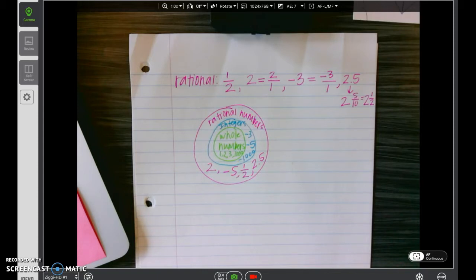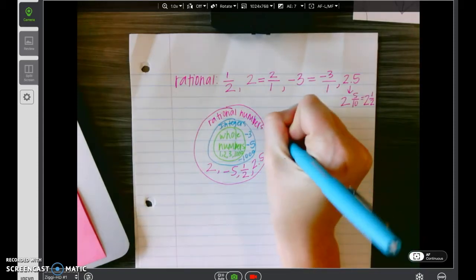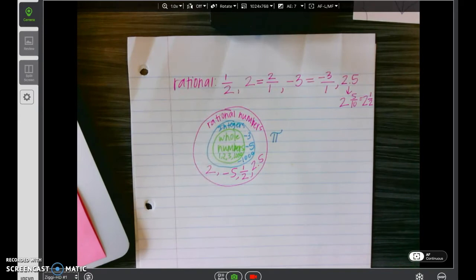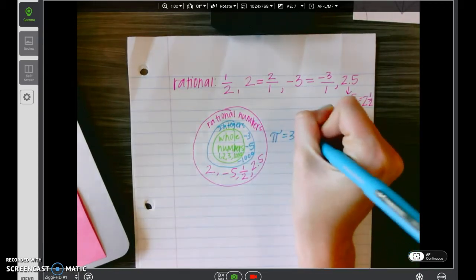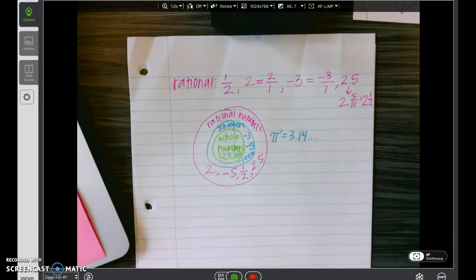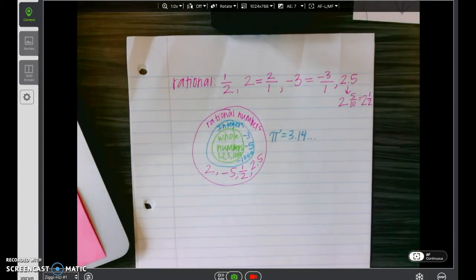Some examples of something that's not a rational number: pi would not be a rational number, so it is outside of this circle. The reason why pi is not a rational number is we can't write it as a fraction, right? If we're writing it as a decimal, it's 3.14, blah, blah, blah. I'm sure some of y'all know some of the digits of it, but these numbers keep repeating forever and there's no pattern involved. So pi would be an example of a number that is irrational.